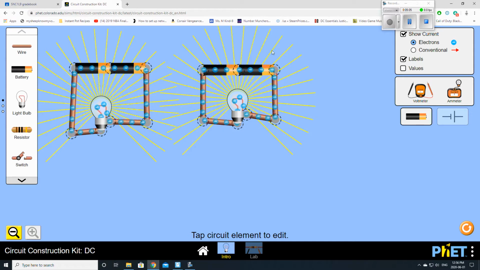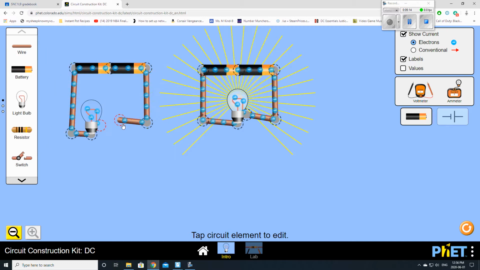Okay, so these have equal brightness. They are on two separate circuits, right? Now what I'm going to show you is I'm going to break this right over here, and I'm going to put in two light bulbs in series. Just be careful: the right part of this one has to connect with the left part of this one, and then after this, we'll put this together.